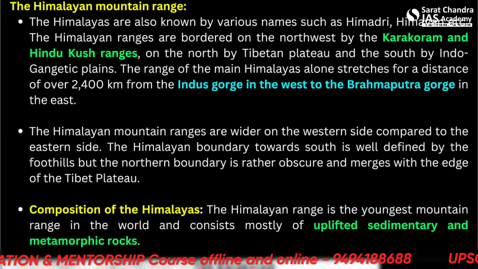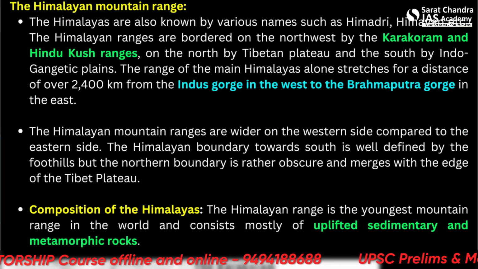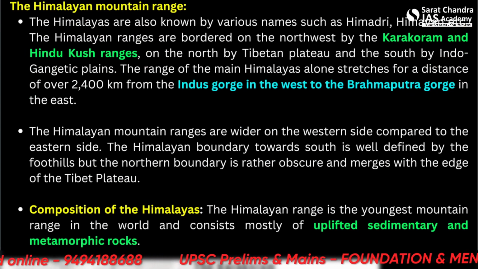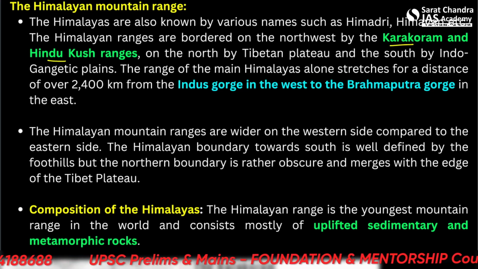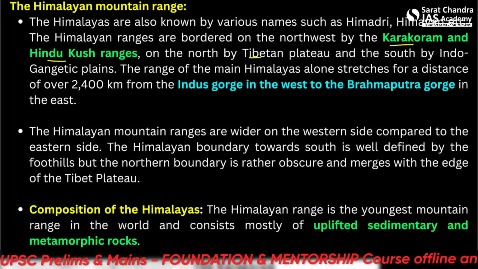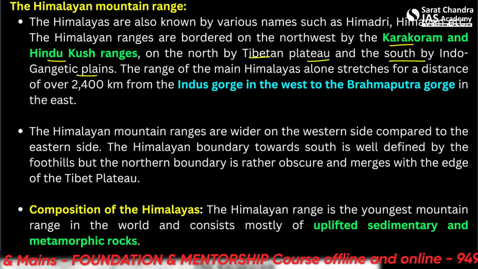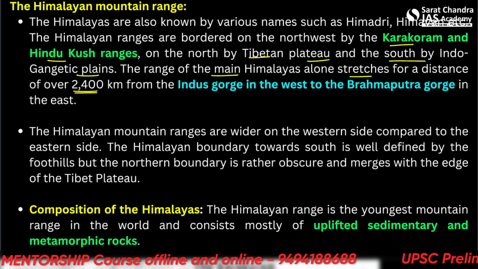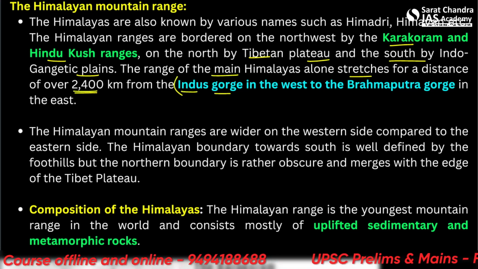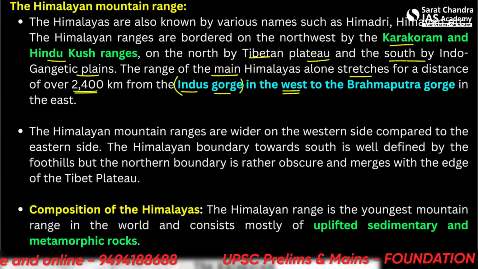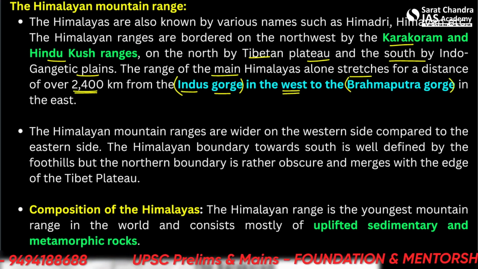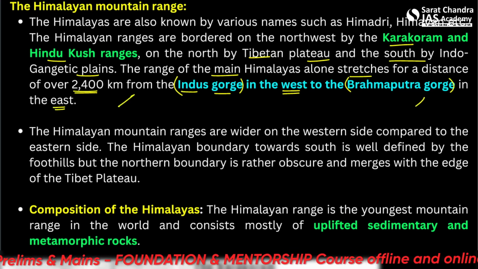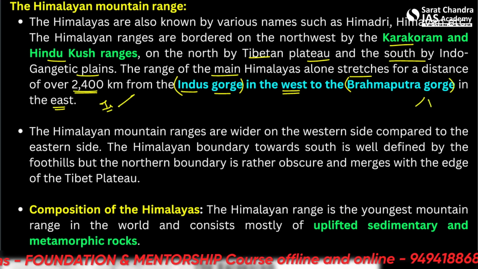The Himalayas are also known by various names such as Himadri, Himvan, etc. They are bordered on the northwest by the Karakoram and Hindu Kush ranges. This we have already seen, both the Karakoram as well as the Hindu Kush ranges. On the north by the Tibetan Plateau, this we know, and on the south by the Indo-Gangetic Plains. The main Himalayan range alone stretches for a distance of 2,400 km from the Indus Gorge, the gorge where the Indus River flows in the west, to the Brahmaputra Gorge in the east. So this is basically a classification, gorge to gorge.